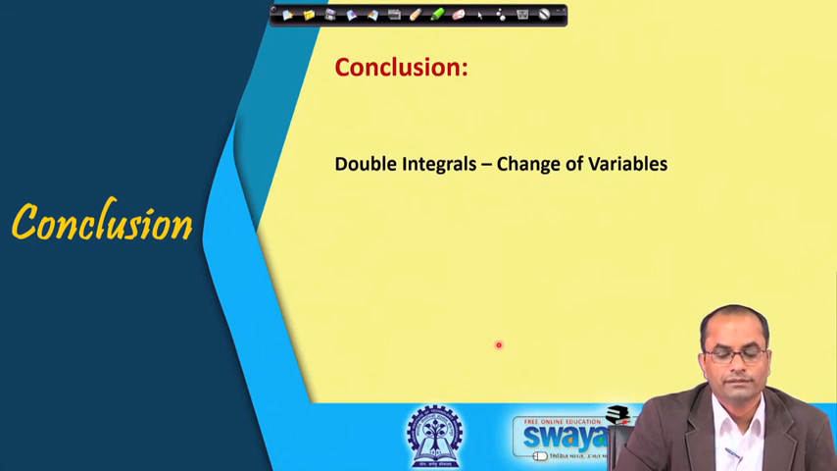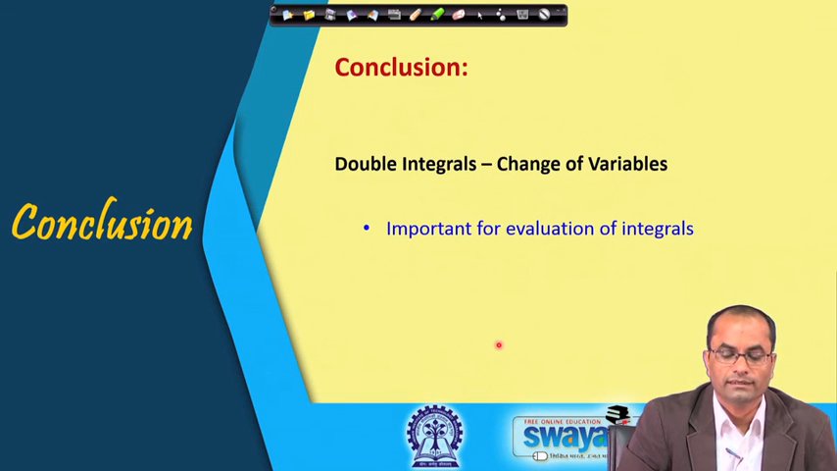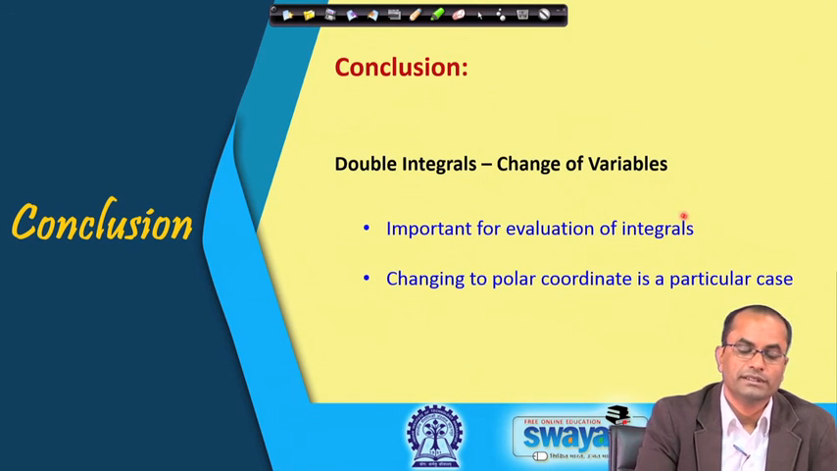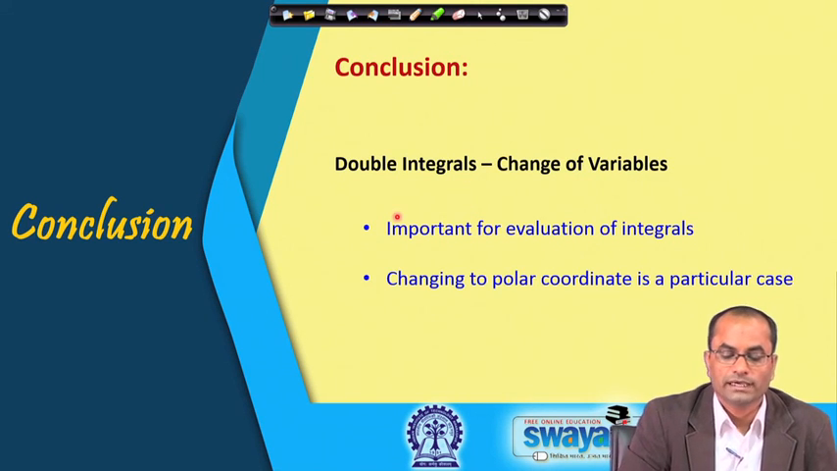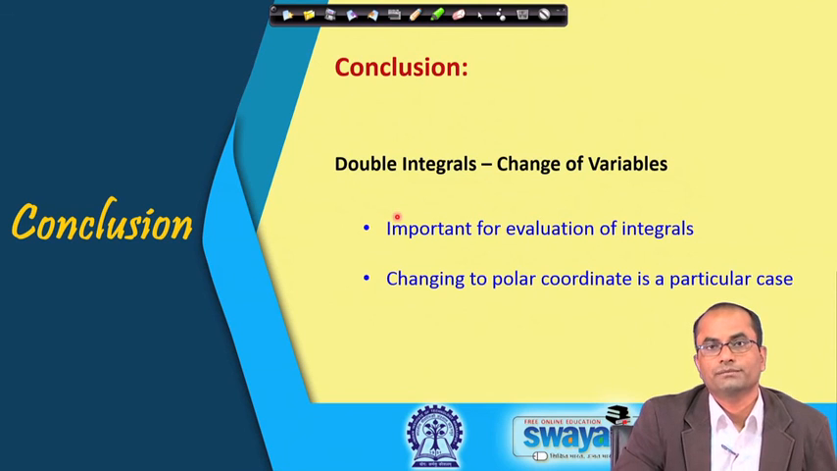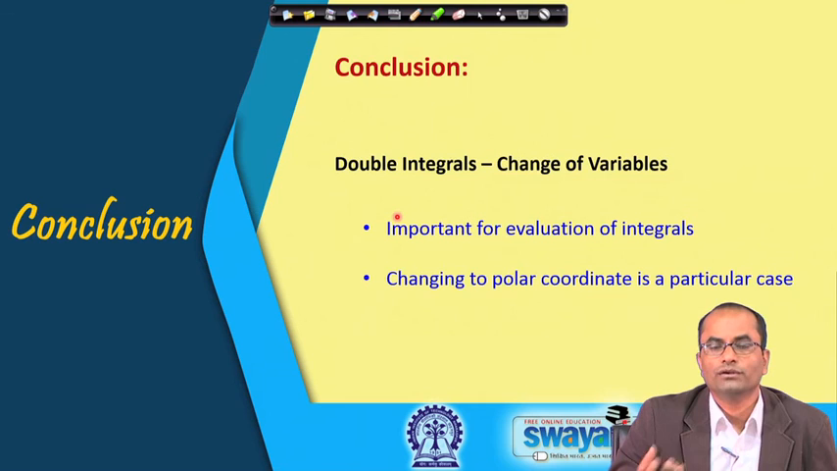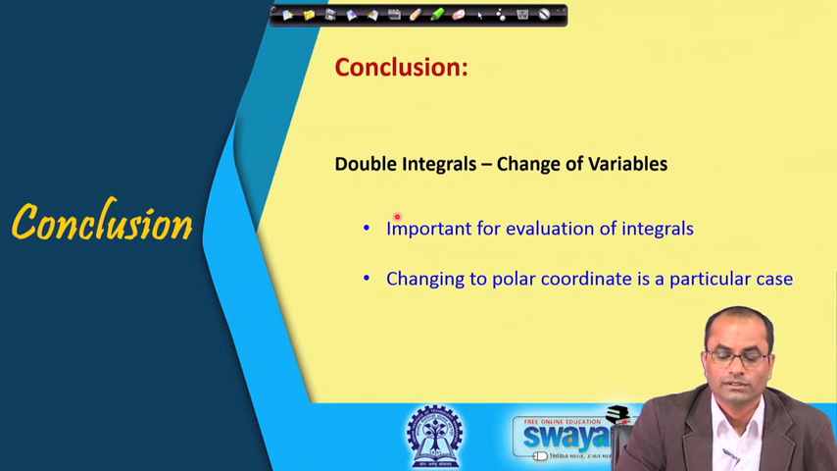So, what we have seen now is that the change of variables is another important aspect of evaluation of double integrals. Changing to polar coordinates was a particular case, but we have seen other cases as well, where substituting two different variables makes the domain of the integral easier and also the integrand easier.